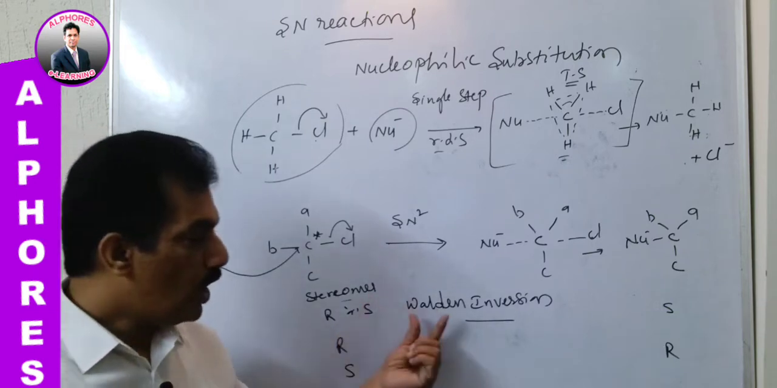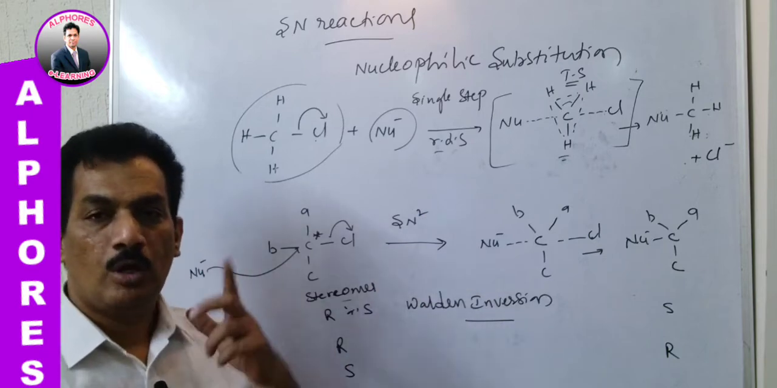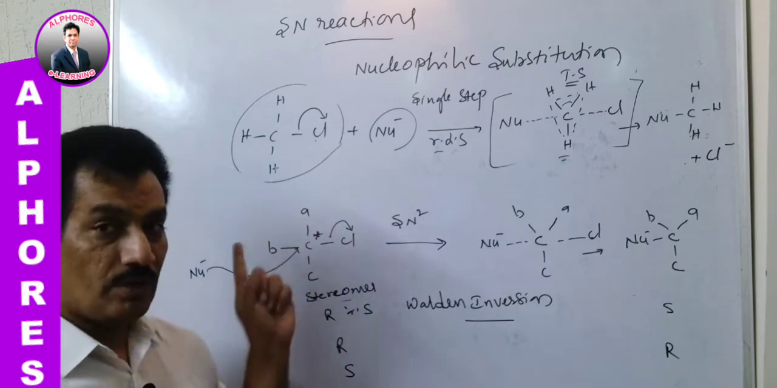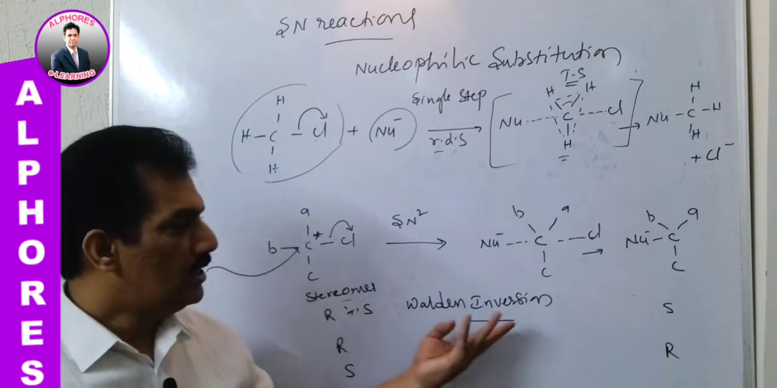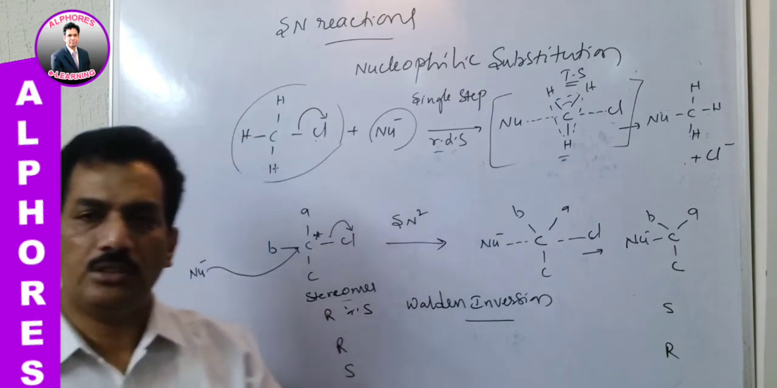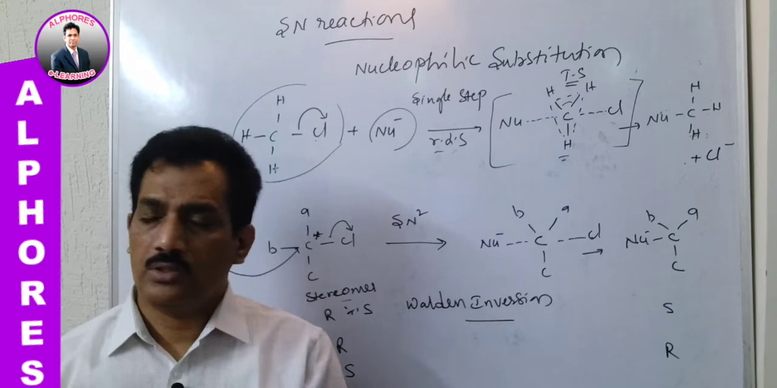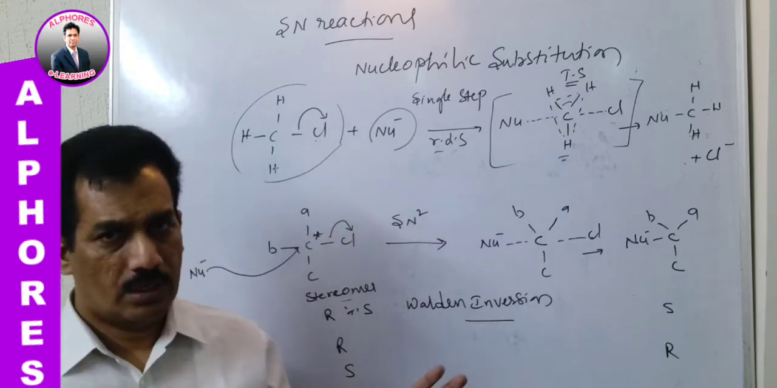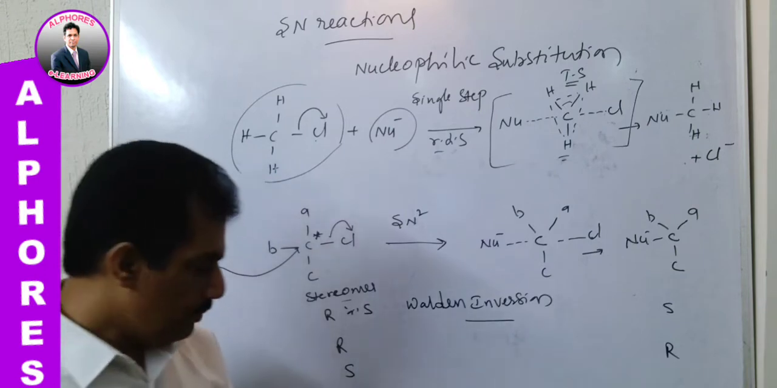Clear? Walden inversion will take place in this SN2 mechanism, provided the substrate is a stereomer. First of all you have to observe the substrate. If the substrate is not a stereomer, there is no question of inversion of configuration, because if the substrate is not a stereomer, there is no configuration. Once there is no configuration, the product also has no configuration. Clear? That is about the SN2 mechanism, a single step mechanism.